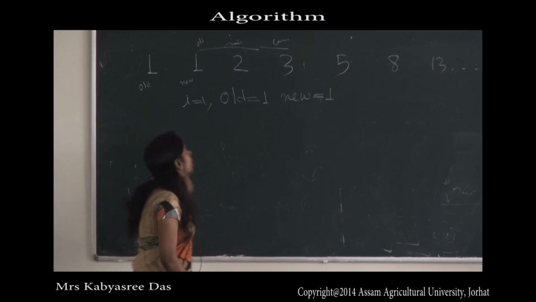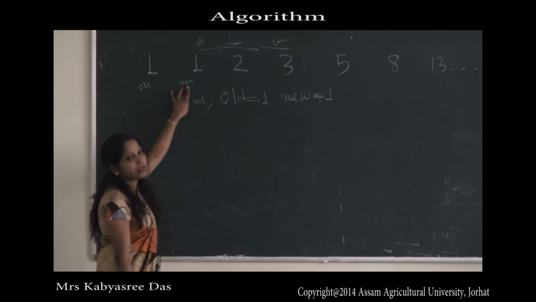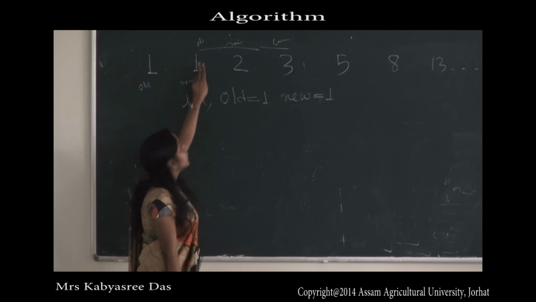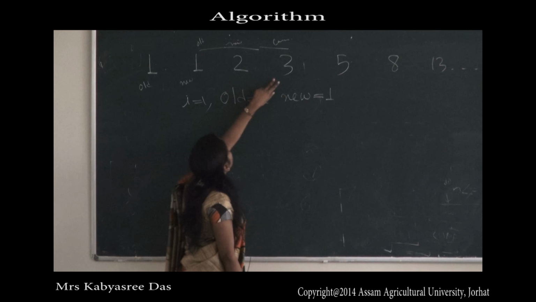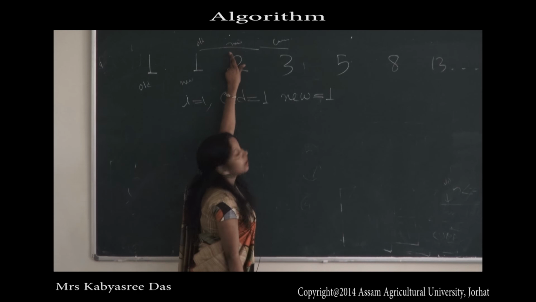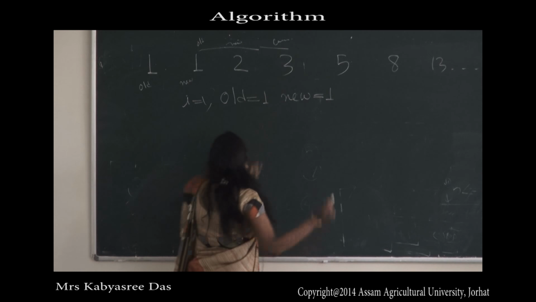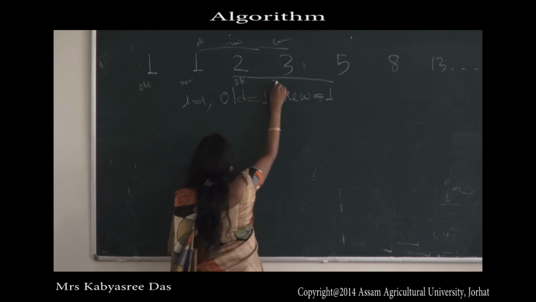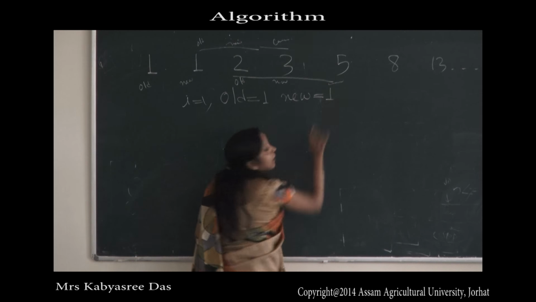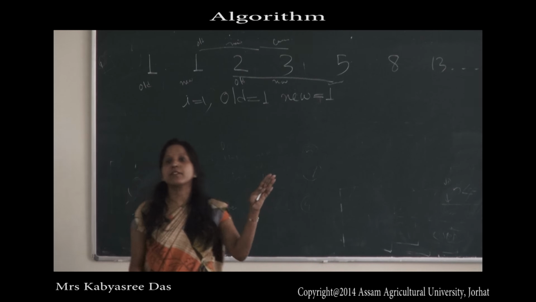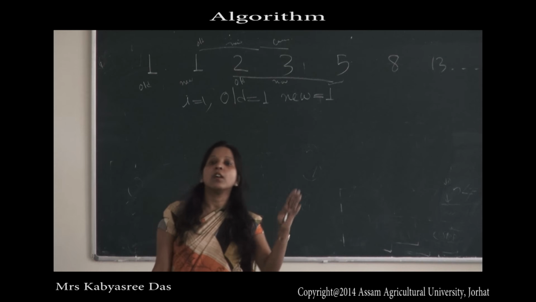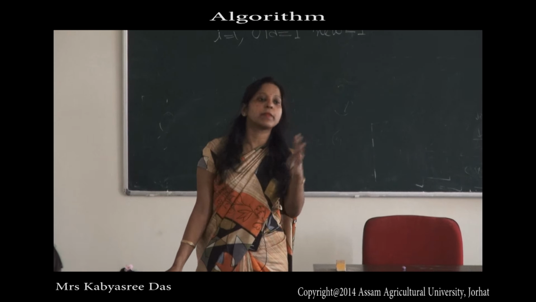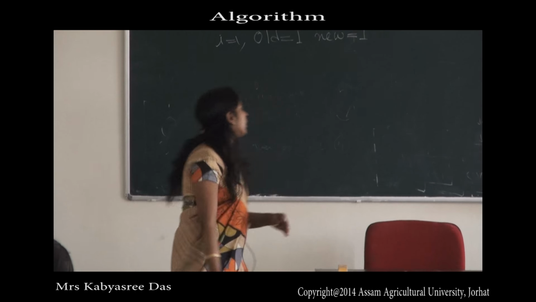Now, the first time this is old and this is new. The second time, old will take the value of new, and new will take the value of current. And old plus new is current. For this term, this is old, this is new, and this is current. Every time the current will change. Current will take old plus new. Old will take the value of new, and new will take the value of current, and current is equal to old plus new. Yes?